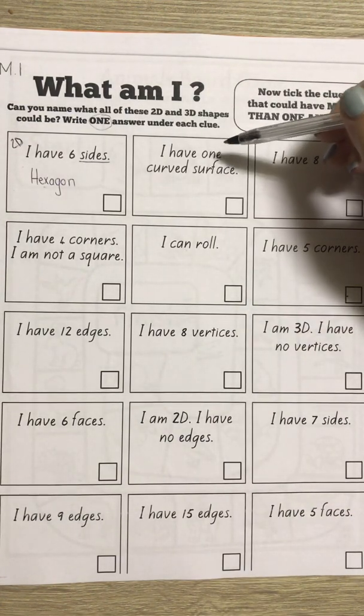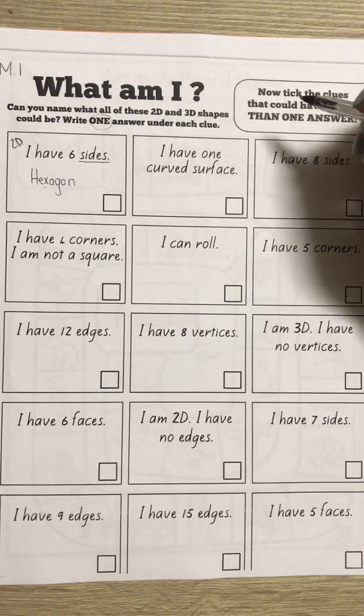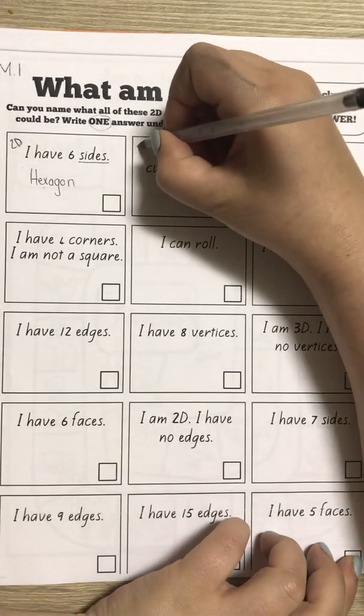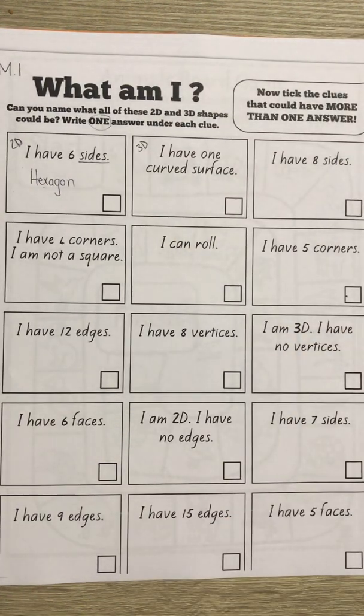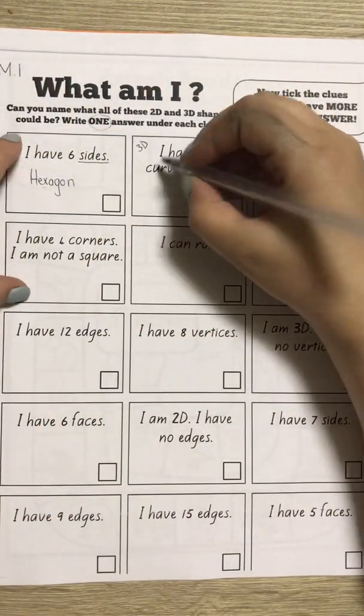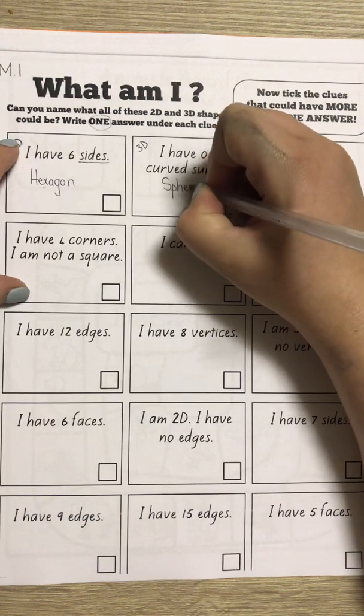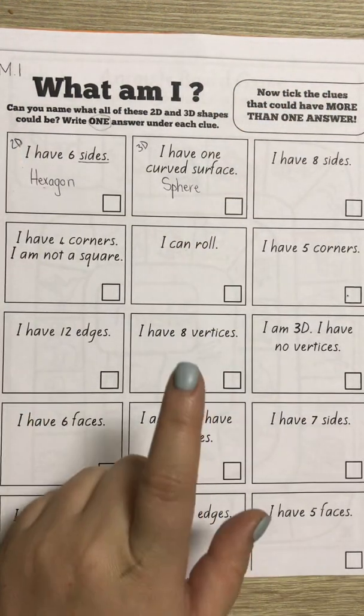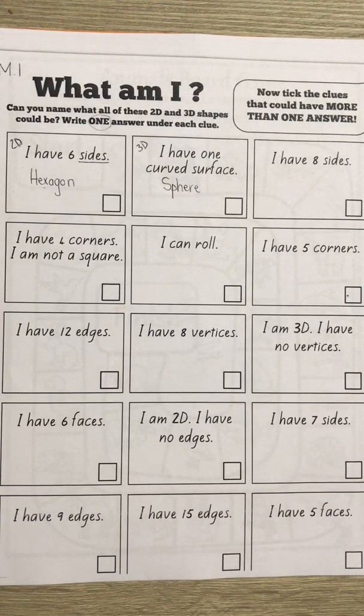Next one, I have one curved surface. Now for a shape to be curved means it needs to have actual dimension to it. You can actually hold it in your hand. So this will be a 3D shape. And it says it has one curved surface. I'm trying to think. It only has one curved surface. That's all this shape has, is one big curve. So this will be a sphere.